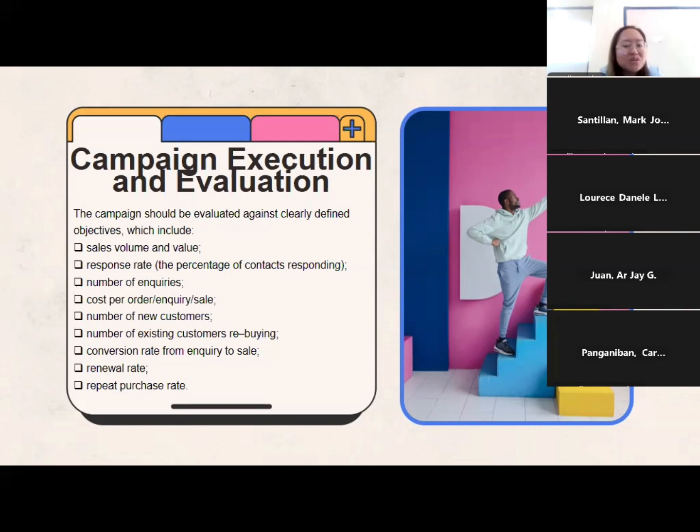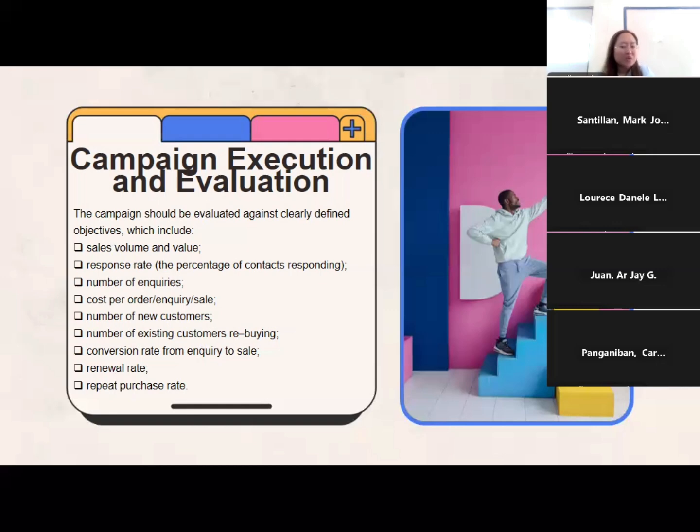These measures show the immediate success of the campaign. It's also important to consider the long-term benefits like customer loyalty and repeat purchases, which can make a campaign more valuable over time. For example, the company Coca-Cola runs various direct marketing campaigns to boost sales and brand loyalty. They might evaluate their campaign by looking at how many new customers were gained, the response rate to their promotional offers, and the repeat purchase rate of their products.